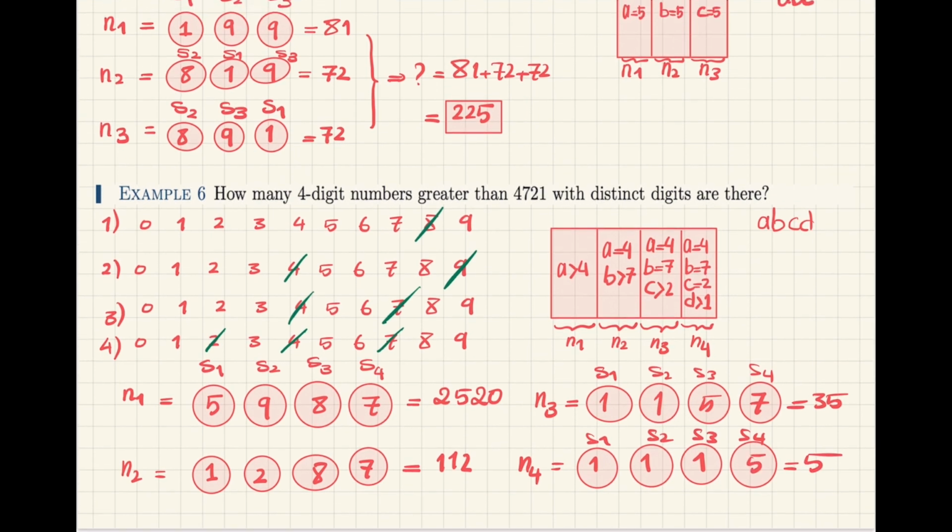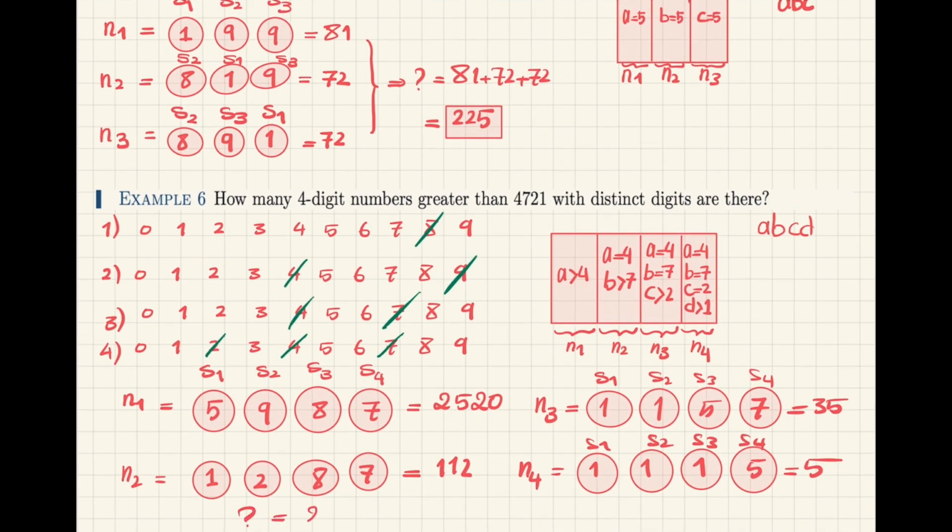Then I have to add them all. So this becomes 2520 plus 112 plus 35 plus 5. And the answer turns out to be 2672. Okay, so I would say that this is probably the hardest problem in this set of exercises.